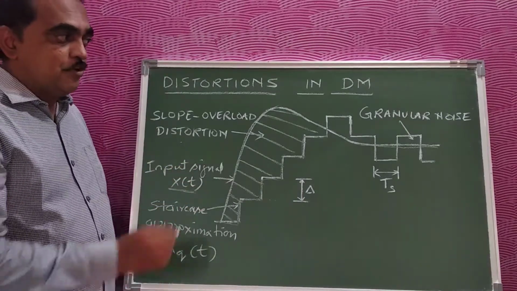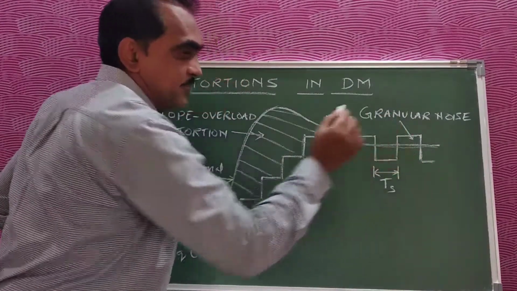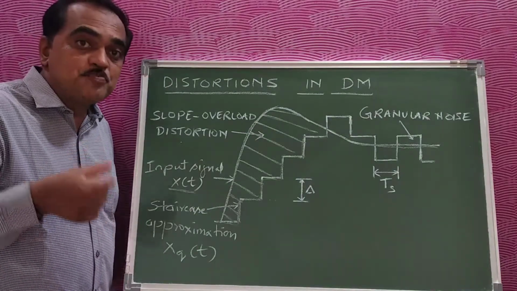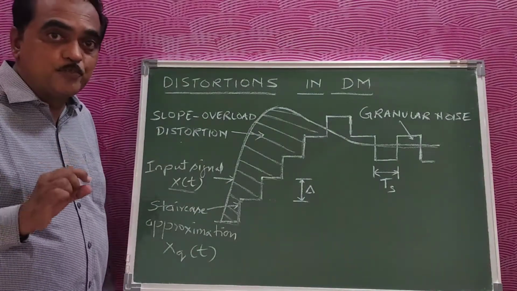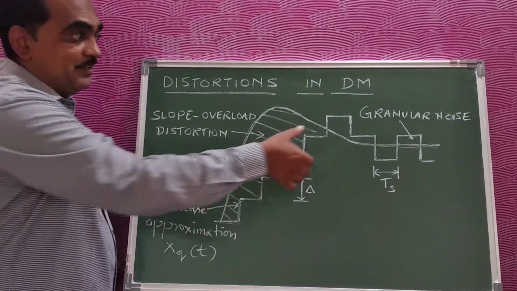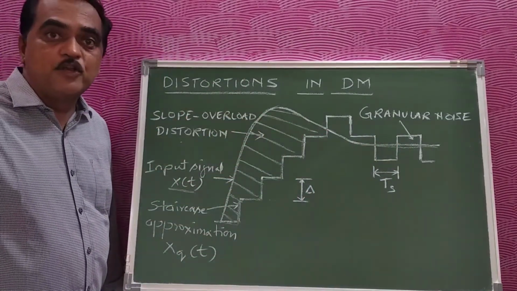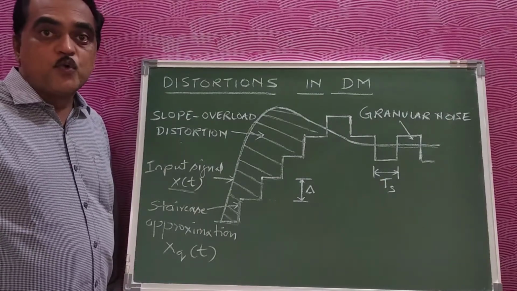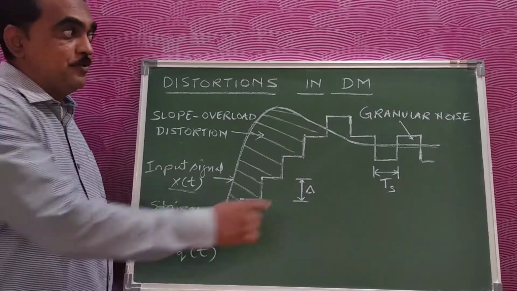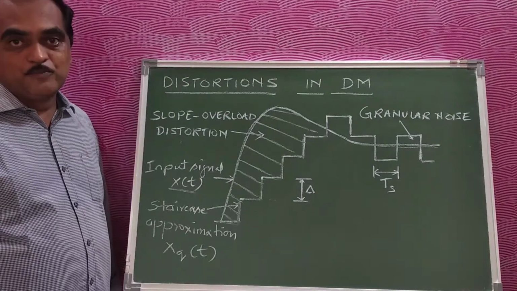Now in that case, for that non-varying signal, this step size becomes larger. You should have a small step size over there so that you can superimpose that non-varying waveform nicely. And here the step size becomes more, and this is called granular noise or idle noise, where the signal is not varying and you are having a constant step size. So this will be the second type of distortion we face in delta modulation.